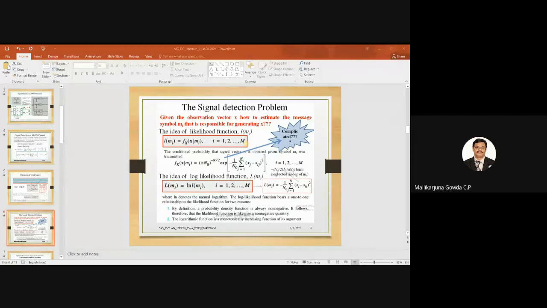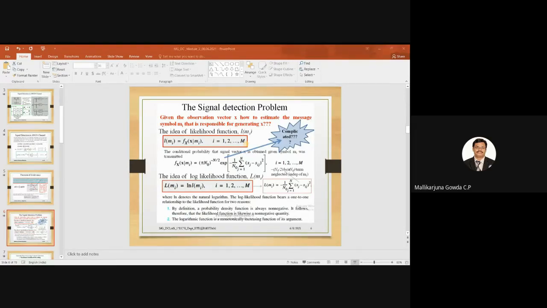So how do I define the likelihood function? The likelihood function is denoted by small l of m suffix i. How do I define that? l of m suffix i is equal to f x of x given mi, where x is received when mi is transmitted, right? So this is the conditional probability density function of the vector x.